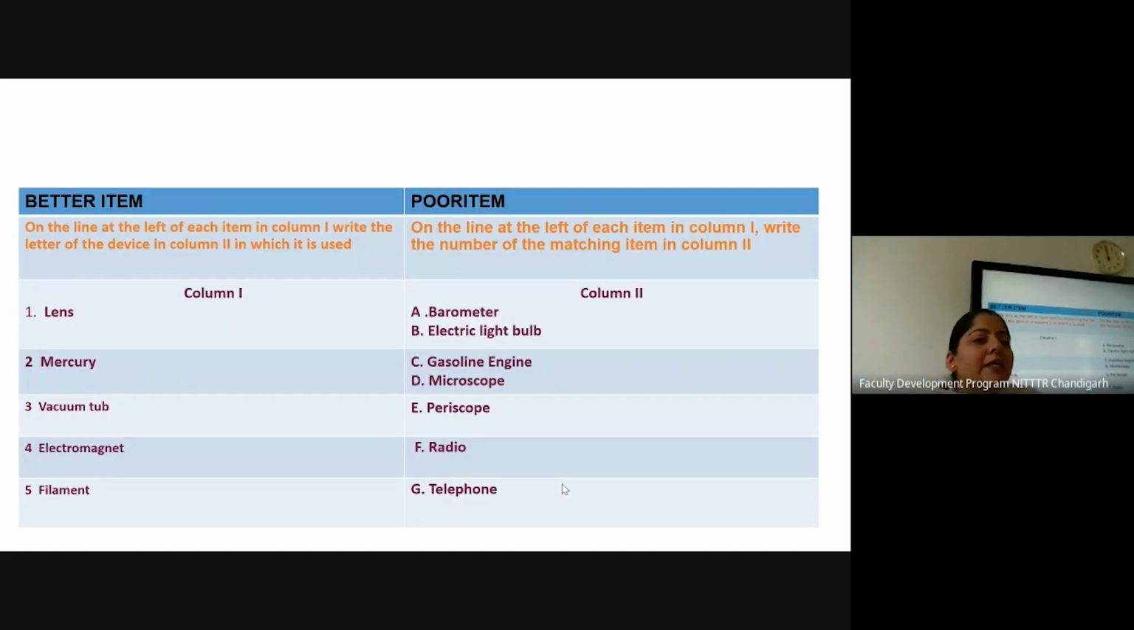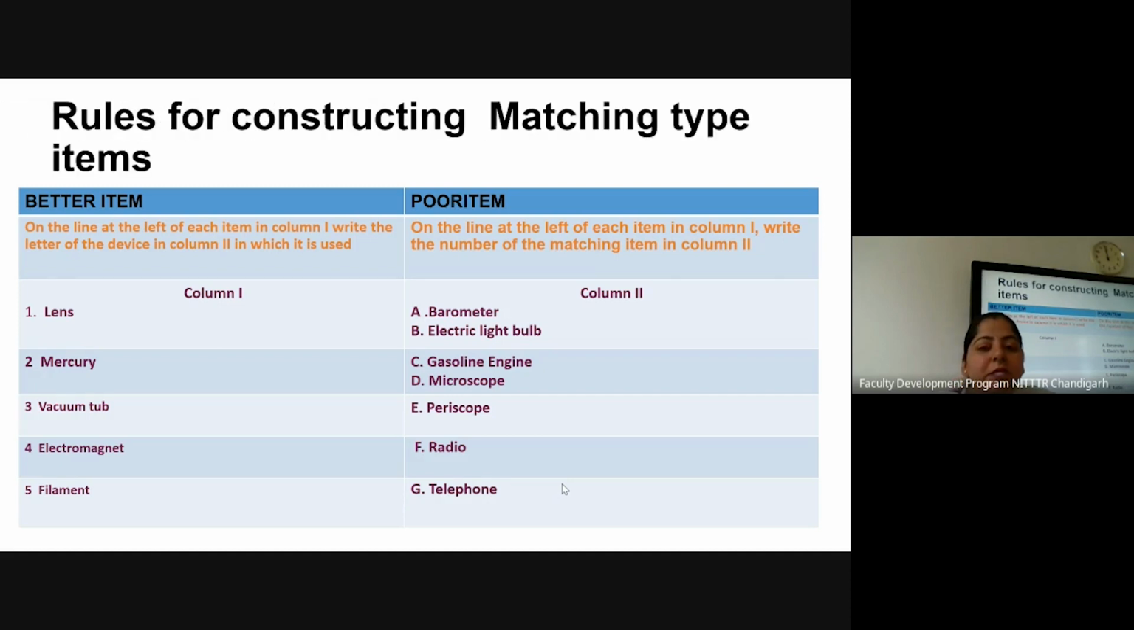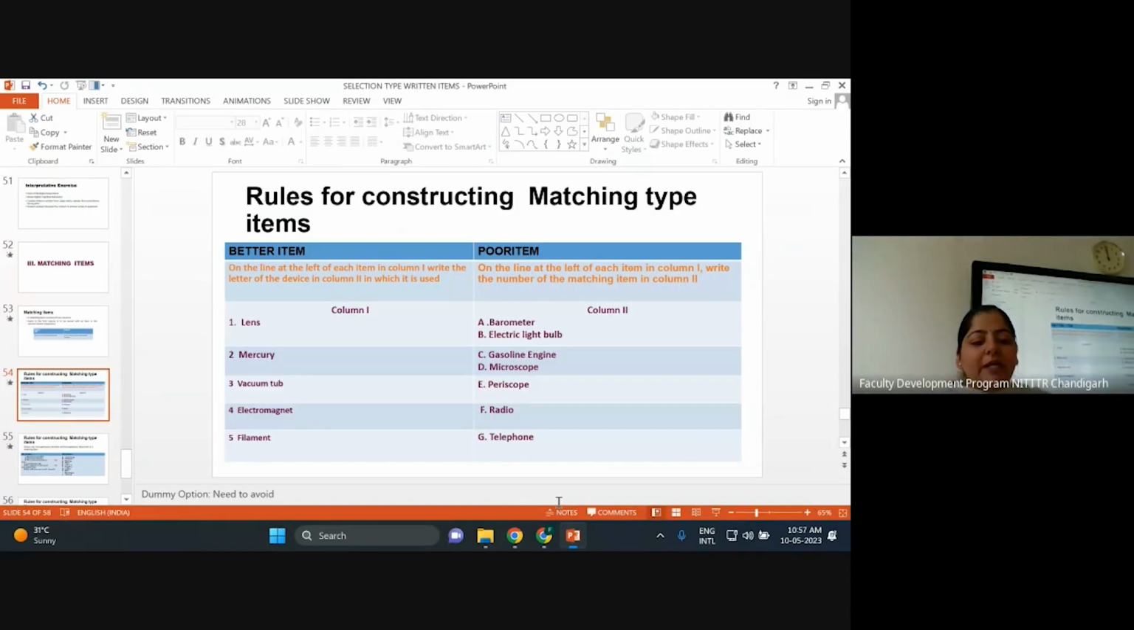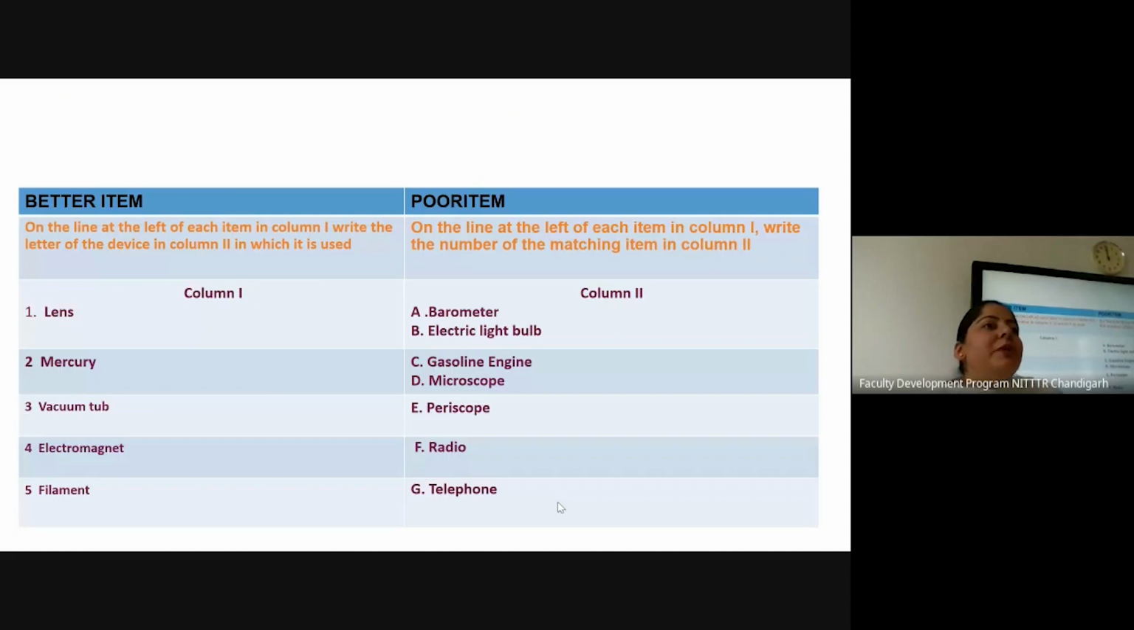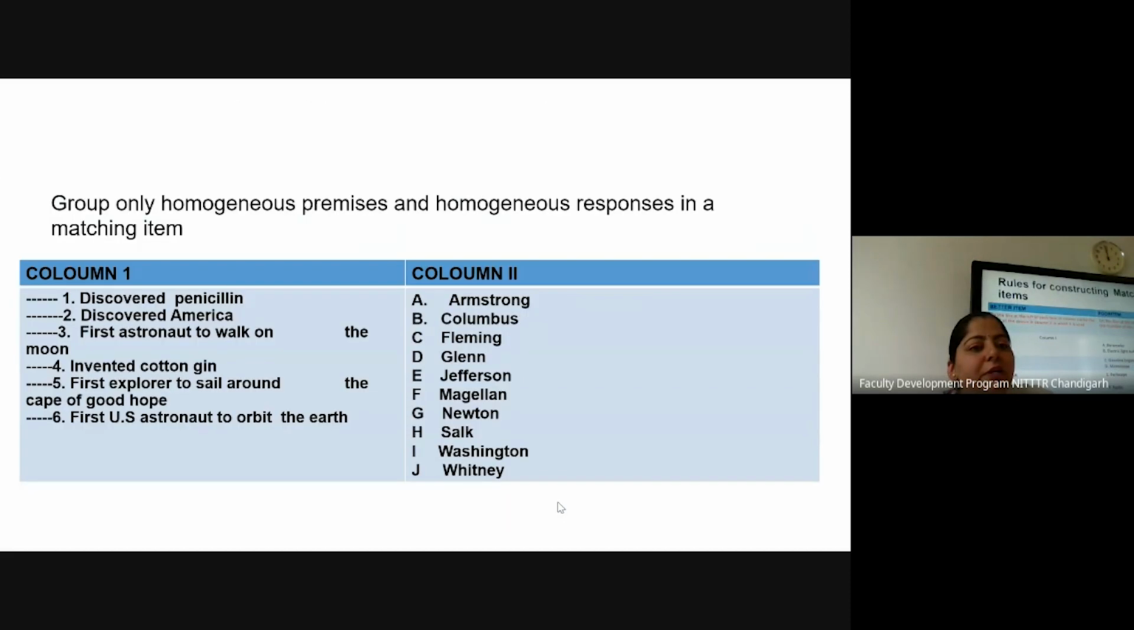On the line at the left of each item in column 1, you need to label those facts. So 1, 2, 3, 4 and 5, these are the facts that we need to consider. On the line at the left of each item in column 1, write the number of the matching item in column 2. So proper labeling of different columns needs to be there, so that it is possible for the student to easily map between the different columns.